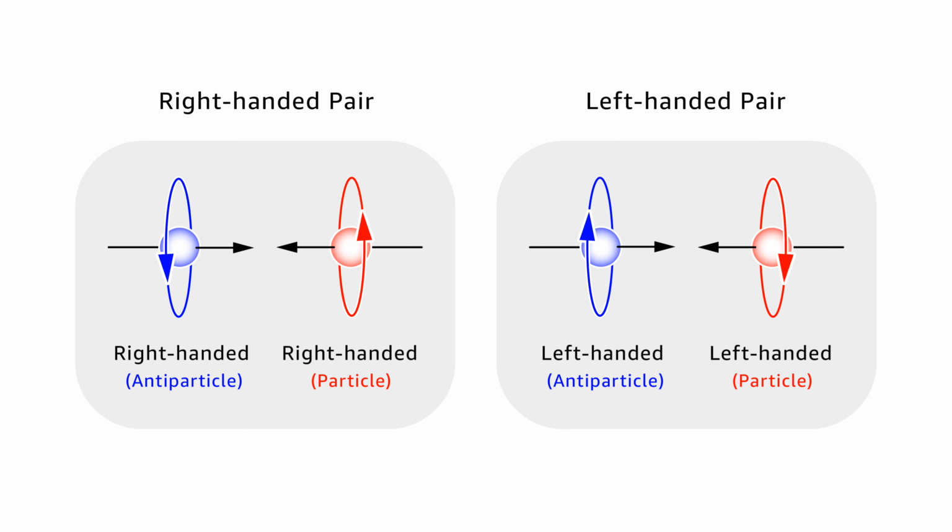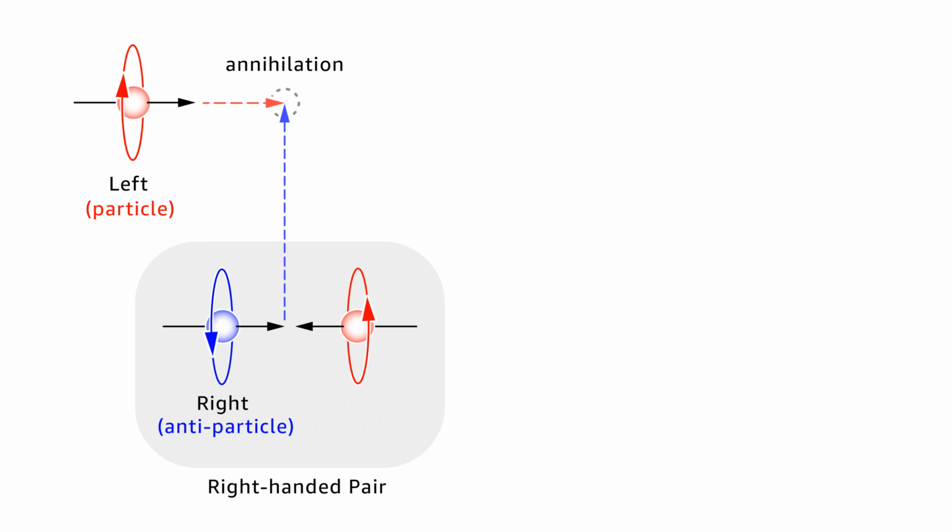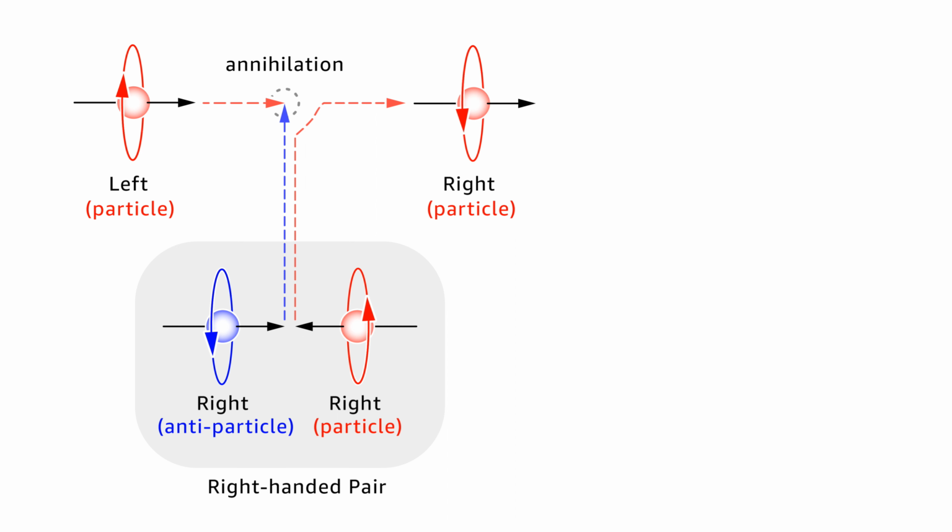These pairs can create inertia in the following way. First of all, the left-handed antiparticle collides with the right-handed antiparticle, and they annihilate. Because of this annihilation, only the right-handed particle remains. In this process, the left-handed particle is replaced by the right-handed particle, as illustrated.